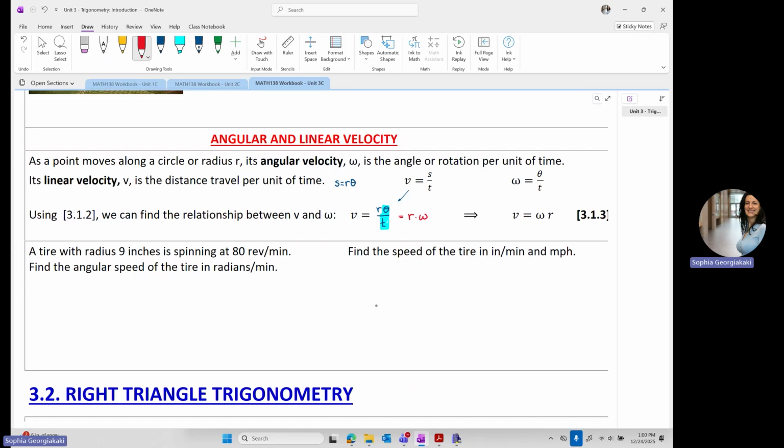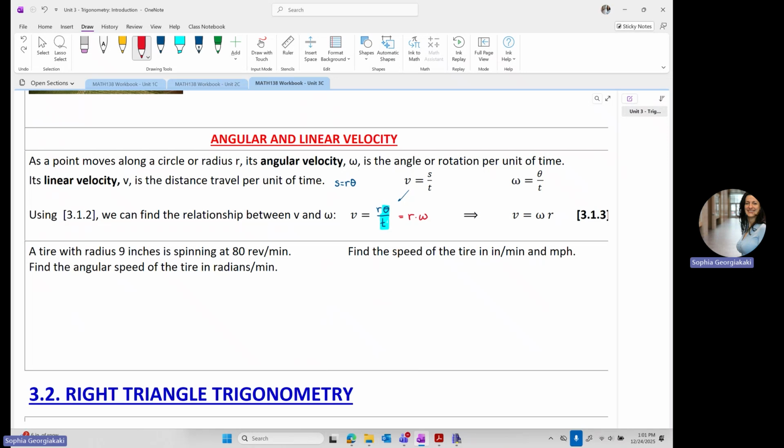Think about it, right? If I have the irrigation system that we saw earlier, a point that is very close to the center covers a smaller circle and a smaller distance than a point that is away from the center. So your distance from the center will make you go faster or slower depending on how far you are from the center. So your linear speed has to depend on the radius times the angular velocity that you have.